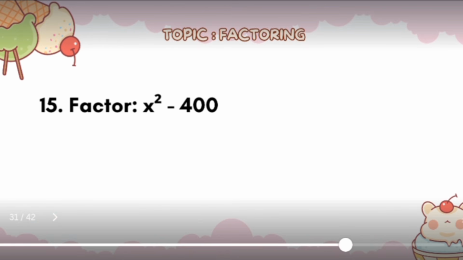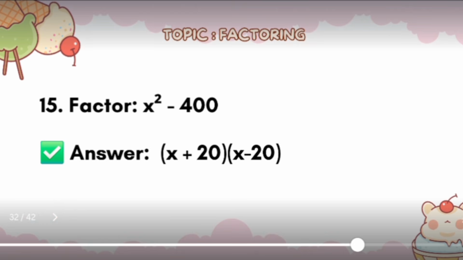Question number 15. Factor x squared minus 400. So this is an application of factoring a difference of two squares. So we are to get the square root of both terms. So the square root of x squared is x and the square root of 400 is 20. So we have to write our factored form as a sum and difference of these two terms.